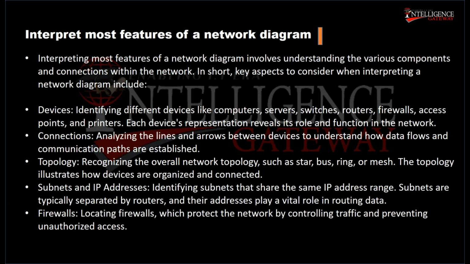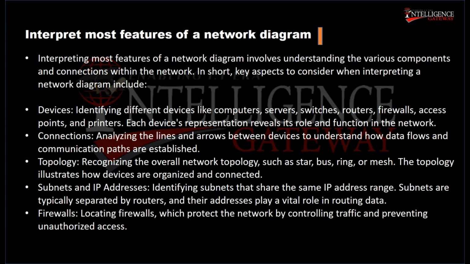Interpret most features of a network diagram. Interpreting most features of a network diagram involves understanding the various components and connections within the network. In short, key aspects to consider when interpreting a network diagram include devices. Identifying different devices like computers, servers, switches, routers, firewalls, access points, and printers. Each device's representation reveals its role and function in the network.